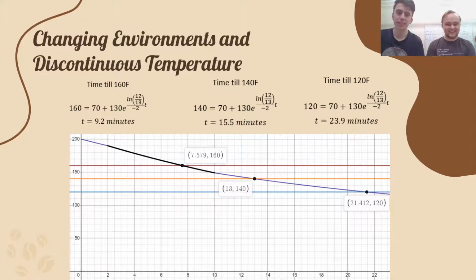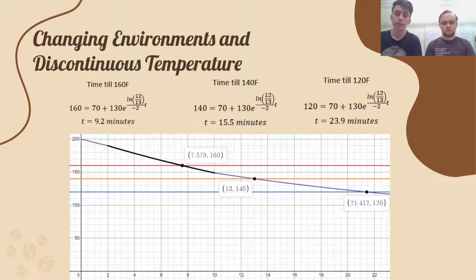Now, reflecting on our data, we threw that equation into Desmos as if it was a piecewise function. And you can see the first purple step is up to 2 minutes, and the black is from 2 to 10, and then the rest of the purple is 10 on. And you can see the moments, red, orange, and blue, for when we hit that 160, 140, and 100 degrees Fahrenheit. 120, correct.